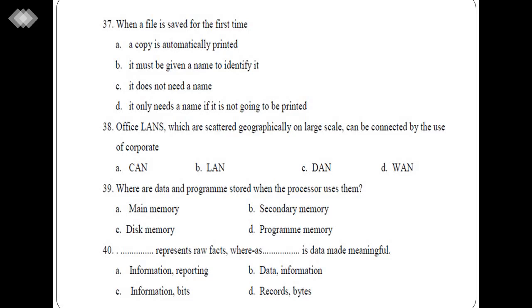Now question number 39: where are the data and programs stored when the processor uses them? A. Main memory, secondary memory, disk memory, or program memory. Question number 40: dash represents raw facts whereas dash is data made meaningful. First, information reporting. Second, data information. Third, information bits. And D option is records or bytes.